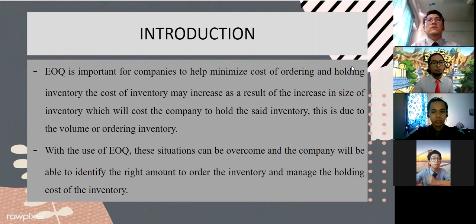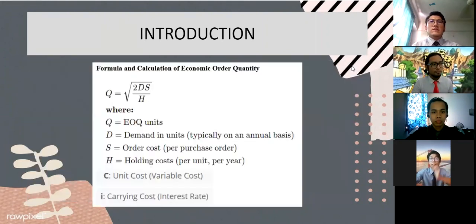Next. Now, looking at the formulas and calculation, the formula for EOQ is Q equals square root of 2DS over H. Q is the EOQ units. It can be the amount of inventory or the number of units held in the inventory. D is the demand in units, usually on an annual basis. S is the order cost, H is the holding cost, C is the unit cost, and I is the carrying cost. Carrying cost is the interest rate.